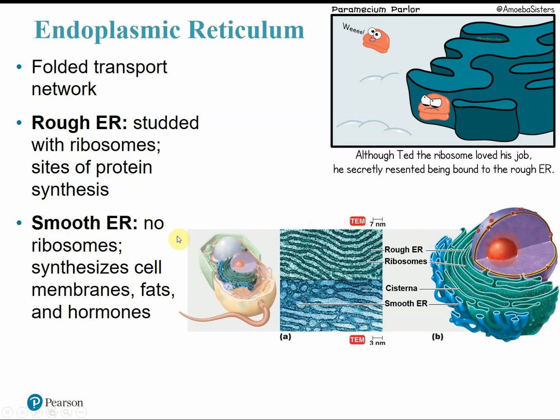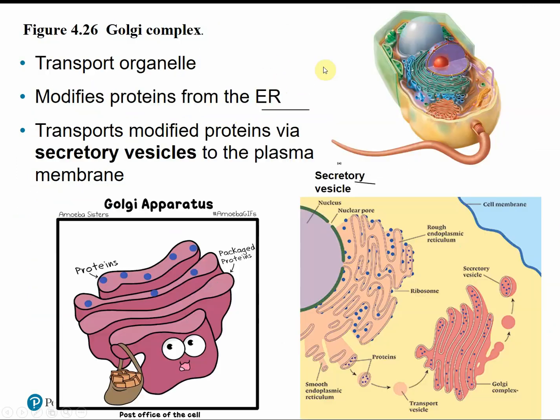The smooth ER is smooth because it does not have ribosomes. So the smooth ER is more concerned with synthesizing lipids for the cell membranes, other fats, or hormones. Remember we said ribosomes can be either membrane bound to the rough endoplasmic reticulum, or they can be freely floating in the cytoplasm.